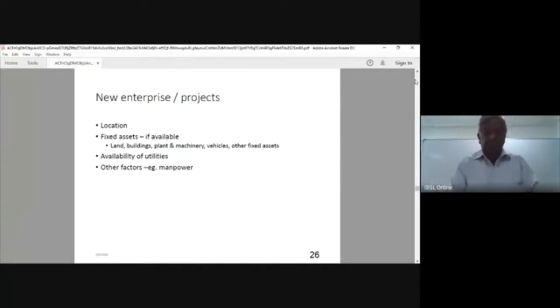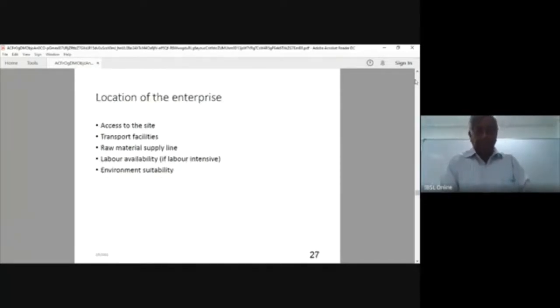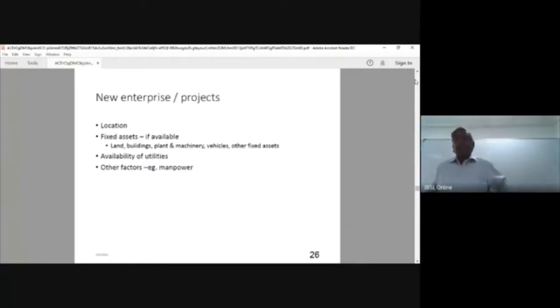New enterprise. So in the new enterprise, they are going to start their venture in a new place. There may be times when only the land is there, with other facilities. Sometimes there may be buildings also there. They would have purchased some land together with the building.